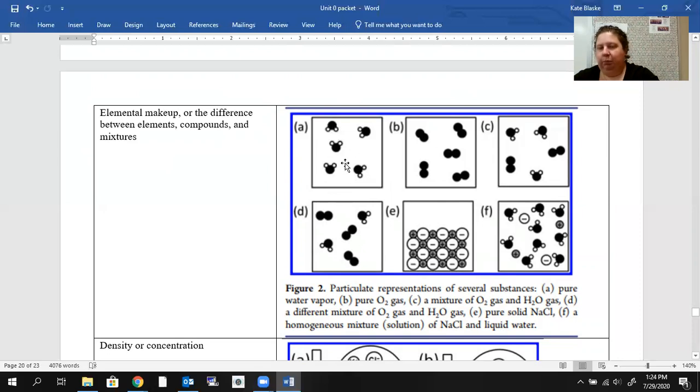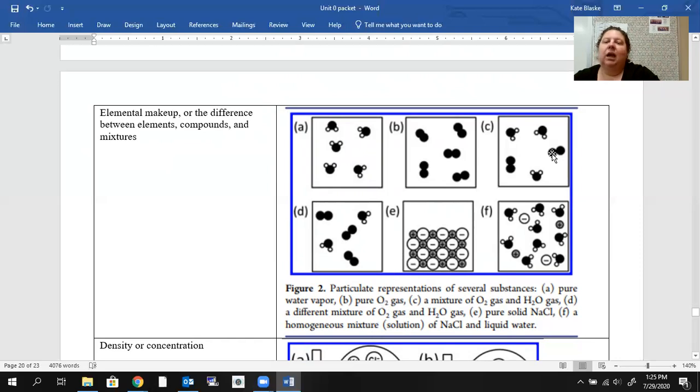Picture B, even without looking at the explanations down here, again, I can tell that it's a gas because those particles are spaced out. There's only one type of molecule in here, so I know it is a pure substance. And this is a diatomic molecule, two of the exact same atoms squished together. So this would be something like oxygen or hydrogen, any of those diatomics. And again, if I look down here, they're representing oxygen.